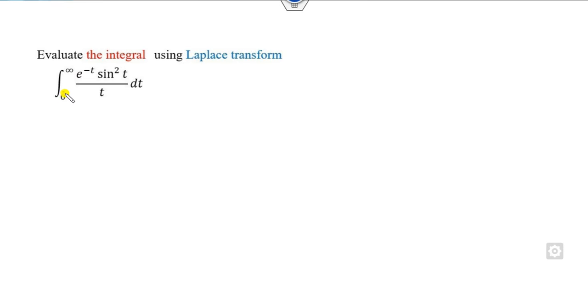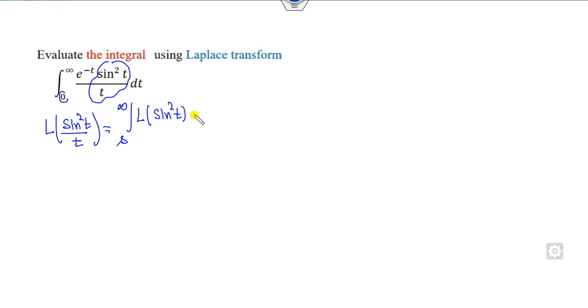Again the exponential term is present and the limits are from 0 to infinity, so I can find the Laplace transformation of this quantity, sine square t over t. It is division by t, so it's the integral from s to infinity of the Laplace of sine square t. So how can you find the Laplace of sine square t?